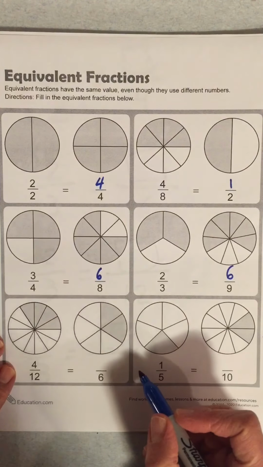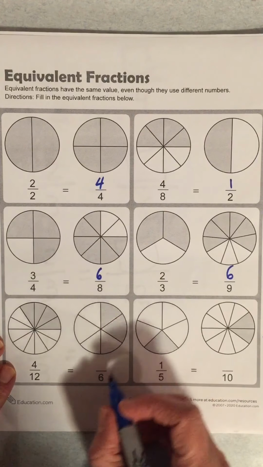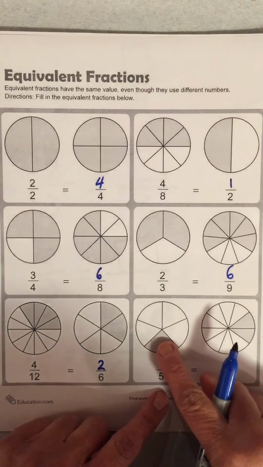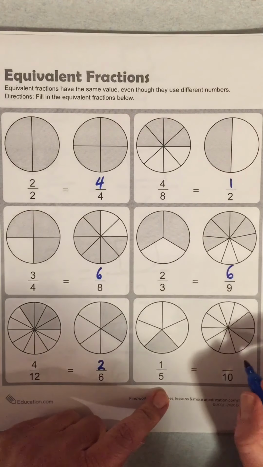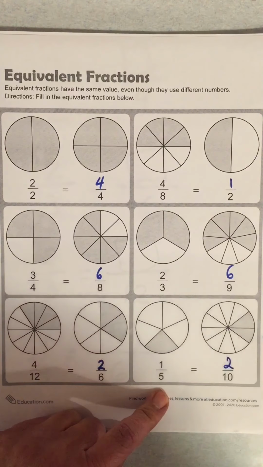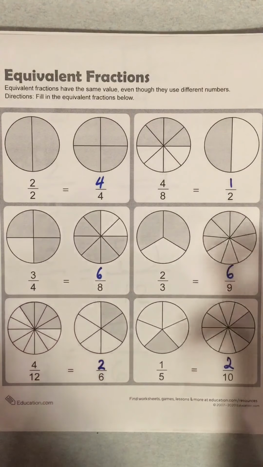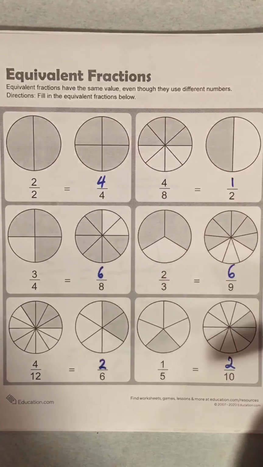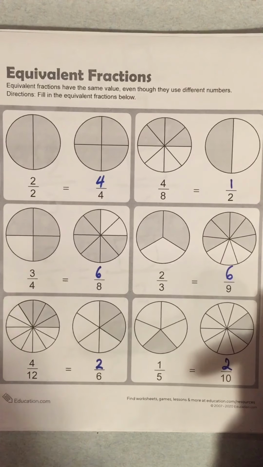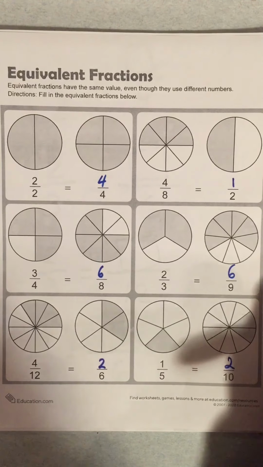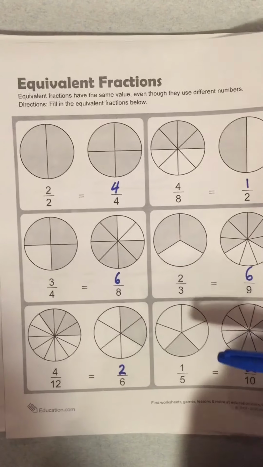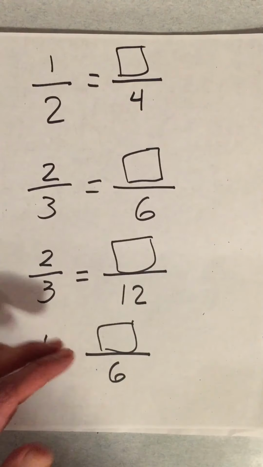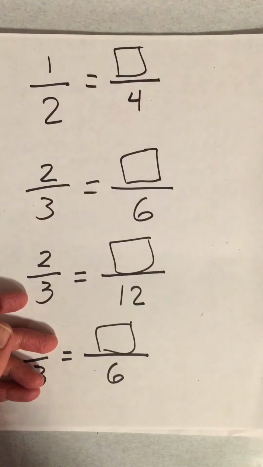Let's do this one. So we've got 4 out of 12, and how many out of 6? 2 out of 6. And then 1 out of 5 is the same as 2 out of 10. So it is easy, right, to count the parts because they're already shaded for us. We need to start thinking about how to do this without the shaded shapes.